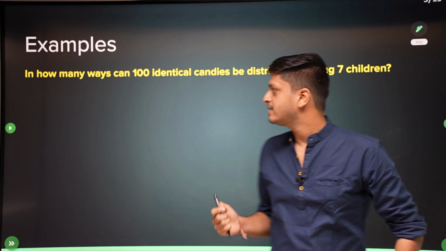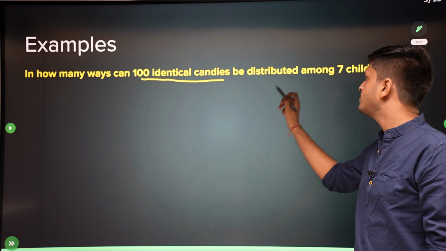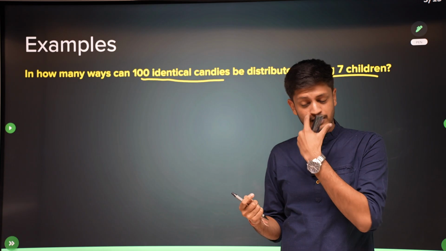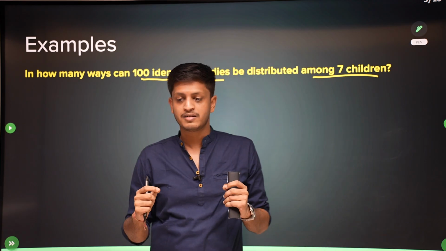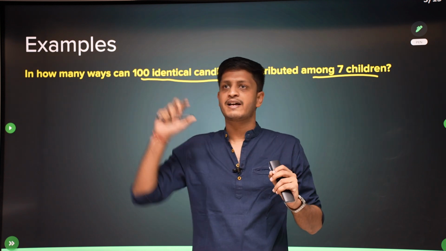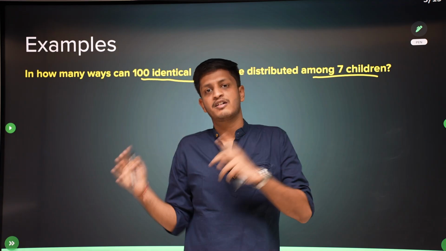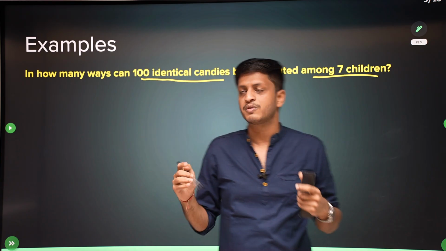The first example is, in how many ways can 100 identical candies be distributed among 7 children, okay? So this is a different way of forming that equation, okay? Always, combination with repetition might not be as it looks. The standard way to write it is n objects, taken r at a time, with repetition allowed. But the problem can be formulated in a different way like this. So that's why I told you not to remember the formula. Always map it to an equation.